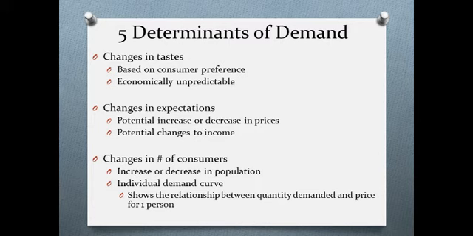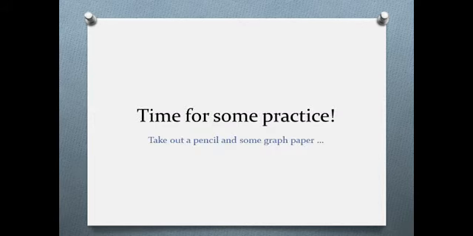Changes in expectations, potential increases or decreases in prices, and potential changes to income, and the changes in the number of consumers. This can increase or decrease based on the population, and there are individual demand curves as well. Those show the relationship between quantity demanded and the price for one person. Now it's time for some practice. Pause the video, take out a pencil and some graph paper.